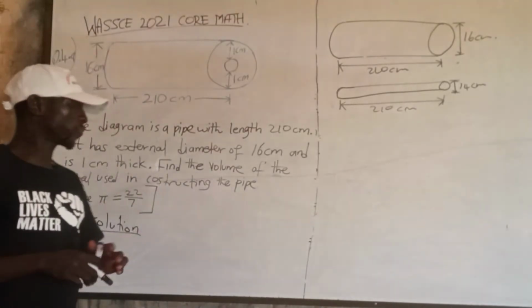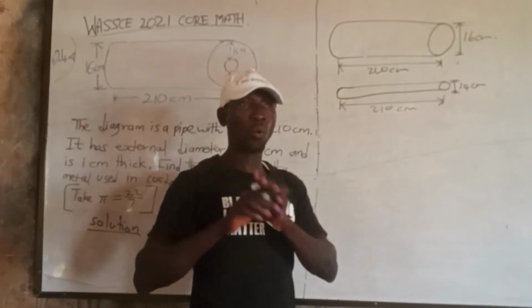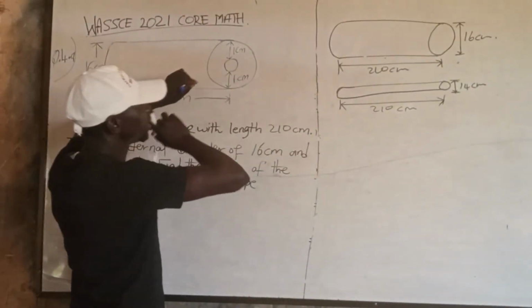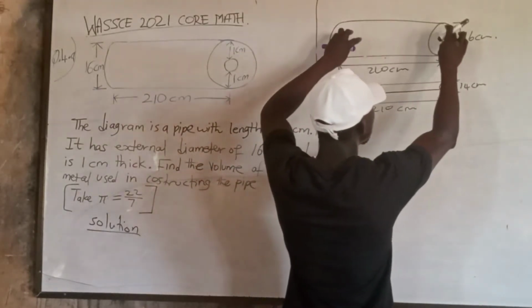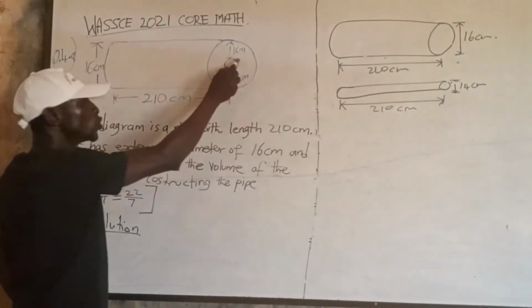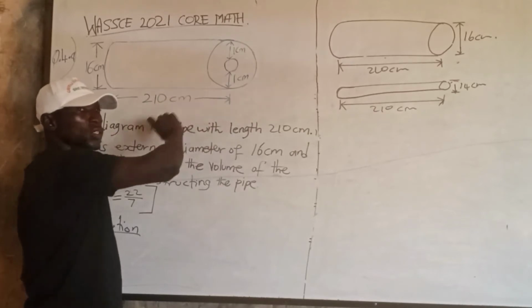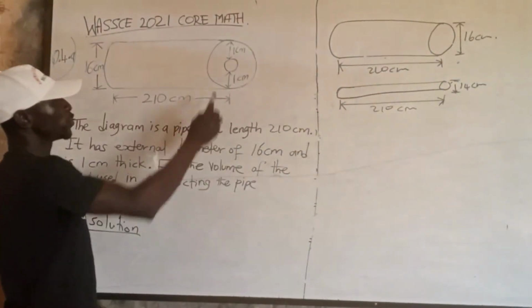So we have two cylinders here. What we are seeing here is that this particular smaller cylinder is inserted into this bigger cylinder. That's why we are having two circles here. So this particular cylinder is inserted into this one. That's why we are having two circles here.